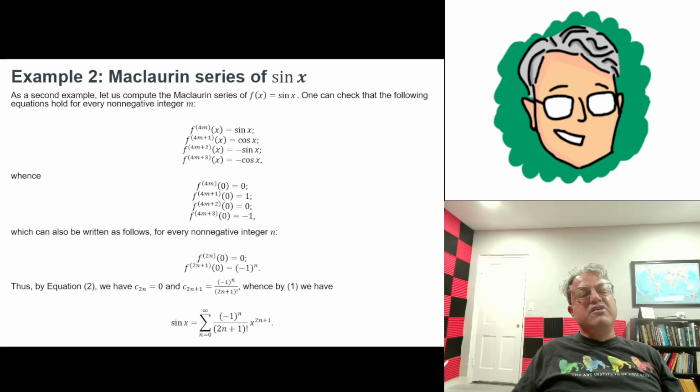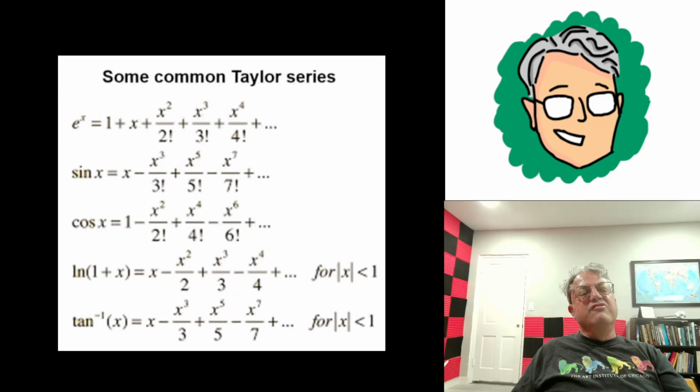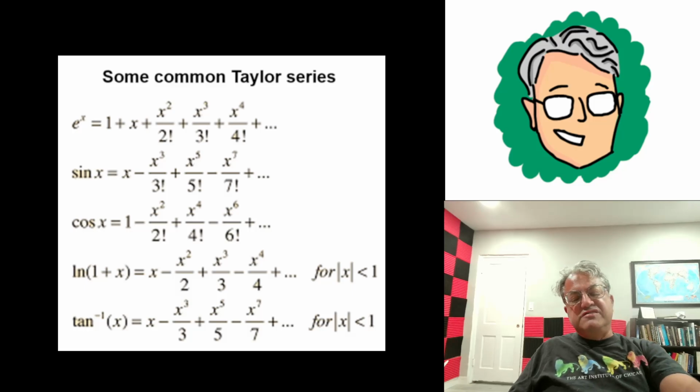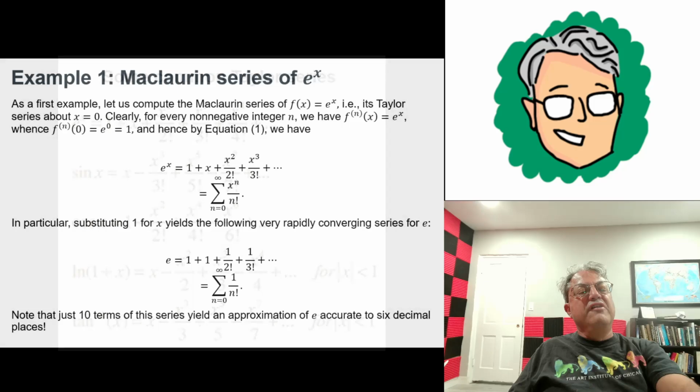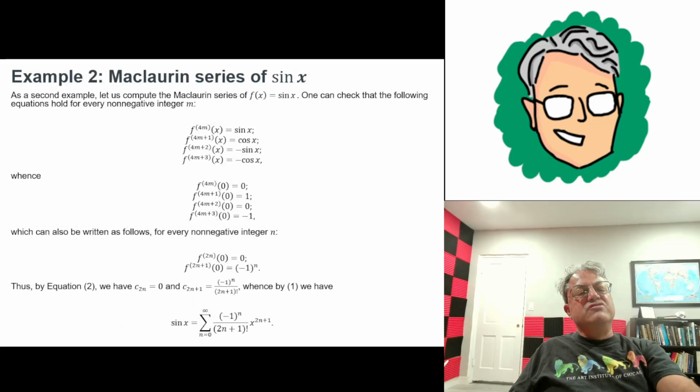Sine x is a sum as n goes from 0 to infinity of minus 1 to the n over (2n plus 1) factorial times x to the 2n plus 1. If you like, you can write that out term by term. We did it a couple slides ago. It just looks like that: x minus x cubed over 3 factorial plus x to the 5th over 5 factorial minus x to the 7th over 7 factorial, and so on. So anyway, that's how you do this.